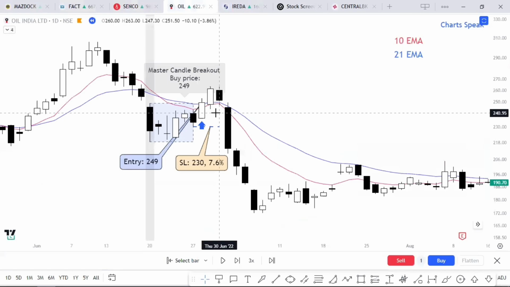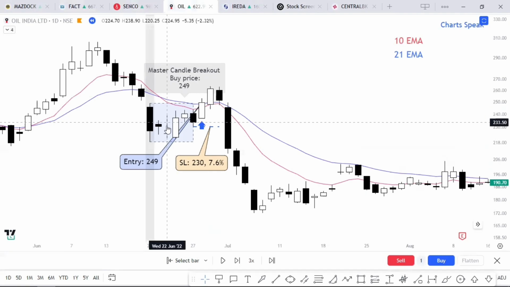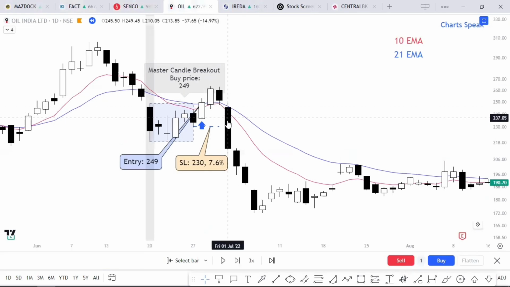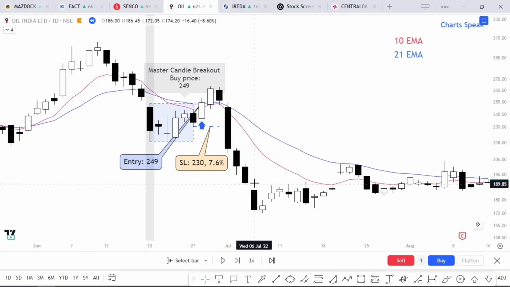Until now, we have been seeing some examples where the master candle setup worked pretty well. Let's have a look at this example. There were 5 child candles inside this master candle and the 6th candle gave a breakout. There was a follow through day, but eventually the stock fell inside the master candle and it hit our stop loss before further going down.